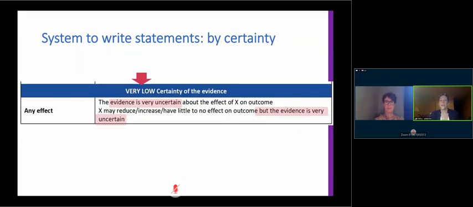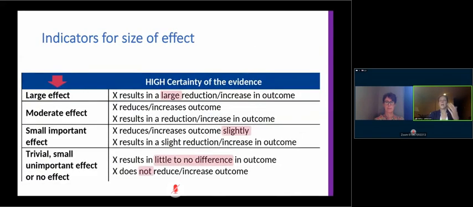But again, the next part is how large is your effect? And as an author, you would need to make some sort of judgment about whether it's a large effect, a moderate effect, a small effect, or something that's trivial or no effect. And depending on the size of the effect, you would also use some qualifying words. So if it's a large effect, you would say, the intervention results in a large reduction in this outcome. If it's a small effect that you found, you would say that this intervention reduces the outcome slightly.